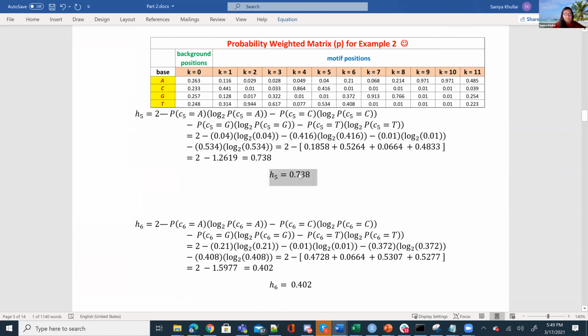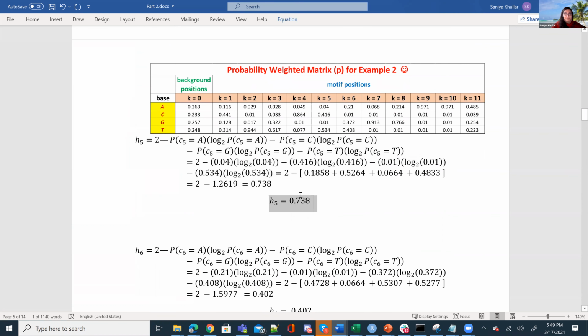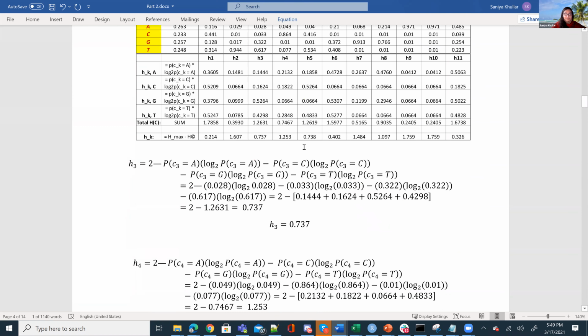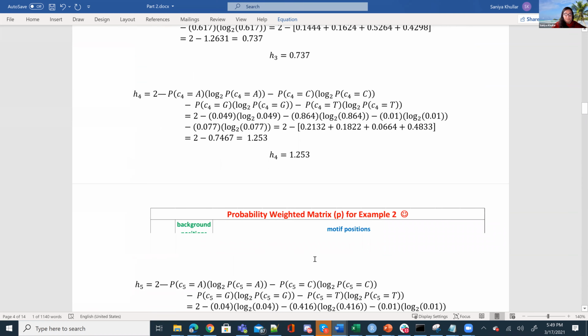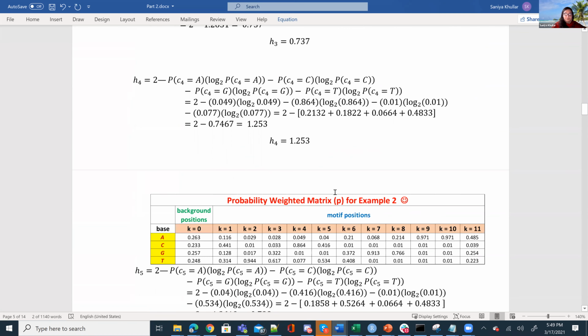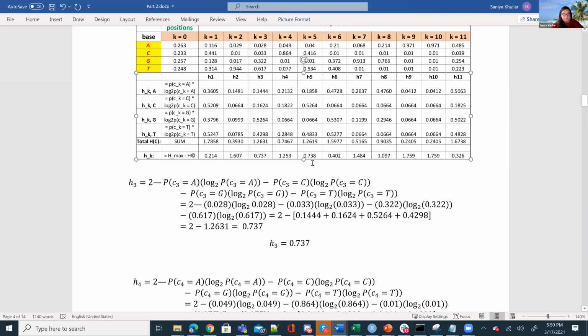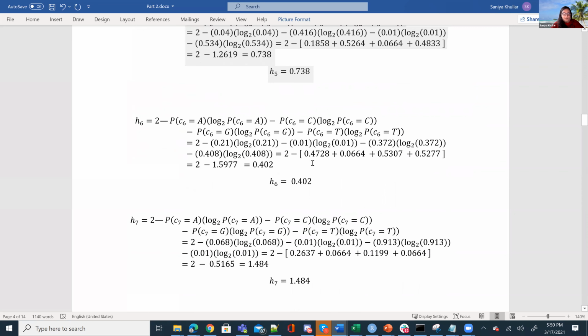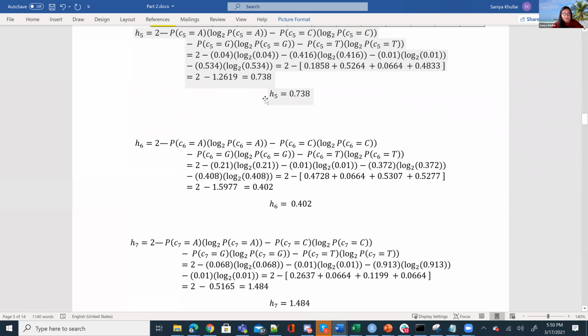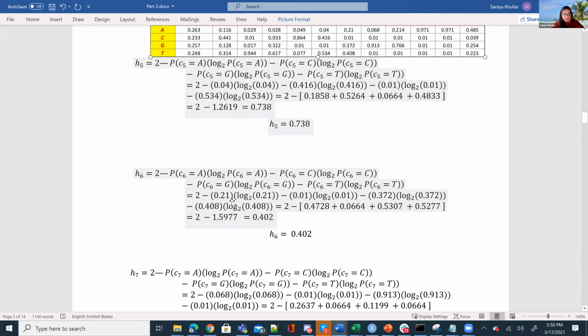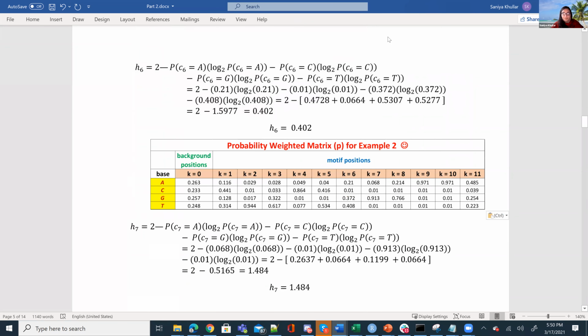This value right here, this 0.738, is going to be the fifth value over here. We're also going to get H6, which is 0.402, and 0.402 is going to be here. You can see the same set of values that we're using here. Again, for the 7th, let me bring this down again to show you guys. For the 7th one, we just focus on these values right here. And these are the same values that we are using here, here, here, here.